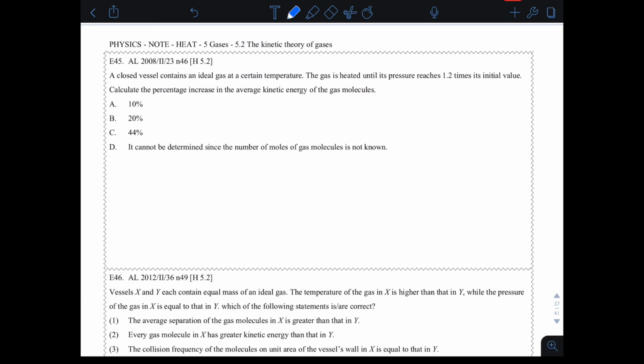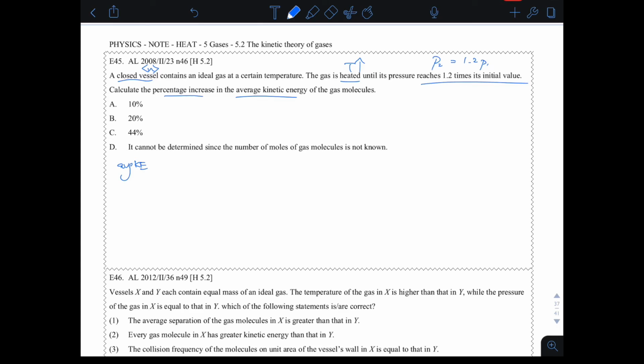Next, a closed vessel. That means the number of molecules is the same for an ideal gas at a certain temperature, and then this is heated, so that the temperature increases until the pressure is 1.2 times the initial, so that P2 is equal to 1.2 P1. Calculate the percentage increase in the average KE. Then you really have to know average KE is directly proportional to T. Here you may use the exact equation, then you may feel a little bit more comfortable.